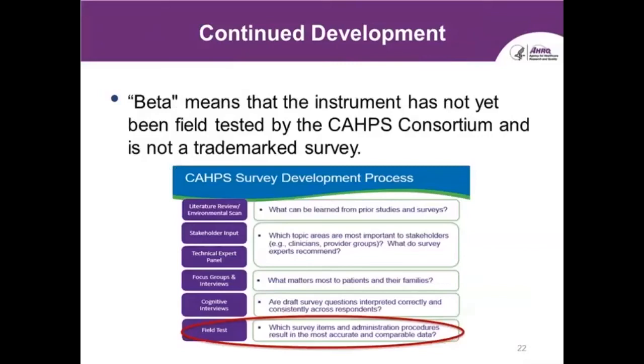You saw this graphic earlier in Ron's slides, and I want to draw your attention to the final step, the field testing. As was mentioned, this is where we are now with the CAHPS Clinician Group Visit 4.0 beta survey. The survey has been released and is available on the AHRQ CAHPS website, but it's a beta survey and it does not yet have the CAHPS trademark as field testing has yet to be completed.